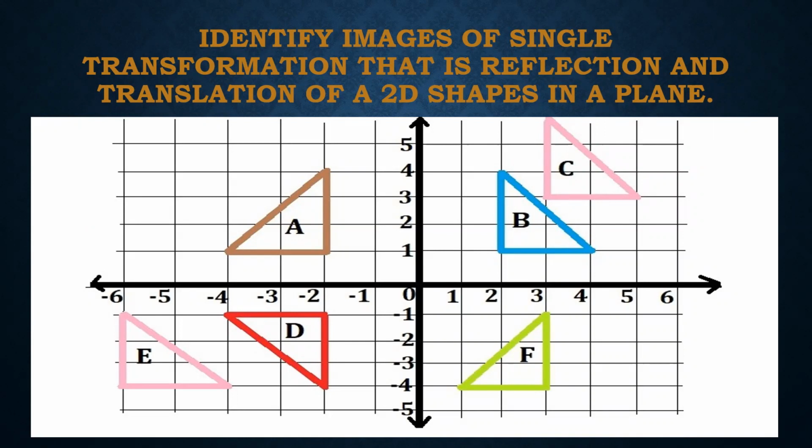So we are going to identify the images of a single transformation, that is reflections and translations of 2D shapes in a plane. Okay, so what we have here is that some of the objects have been reflected, others have been translated. So you are going to figure out those shapes that have been reflected on the x-axis or on the y-axis, and those that have been translated by a certain translation vector. Okay, good.